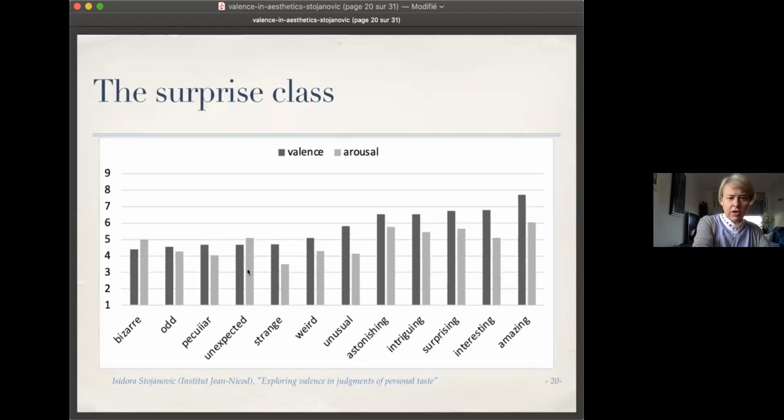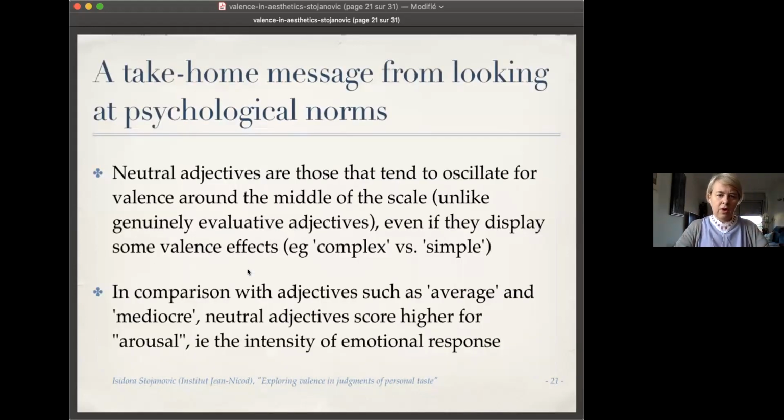And similarly with the surprise class, again, we have this valence that stays around the middle. Okay, so briefly, the take-home message from these psychological norms is that neutral adjectives tend to oscillate for valence around the middle of the scale, even though they do display some valence effects, so some differences when you look at them comparatively.